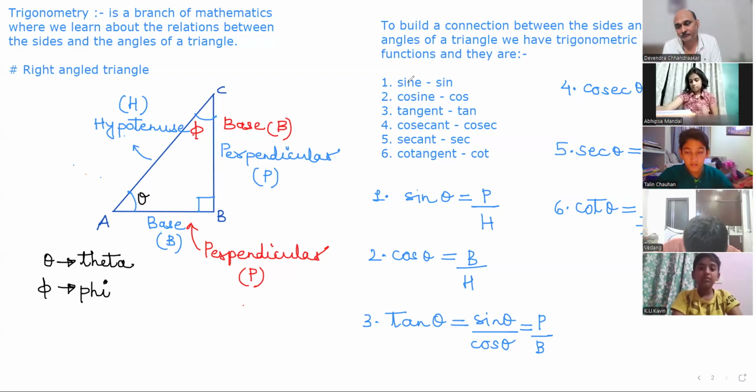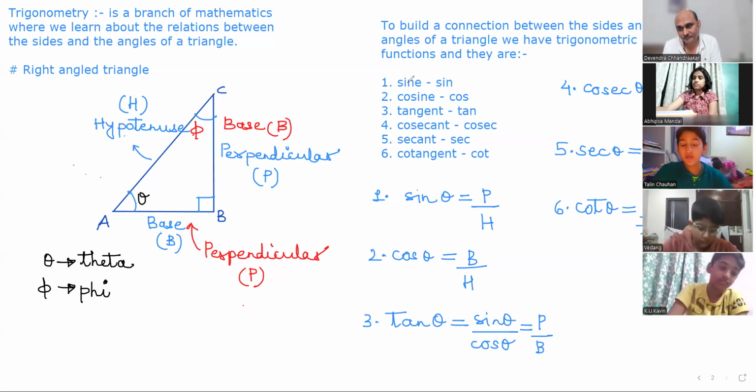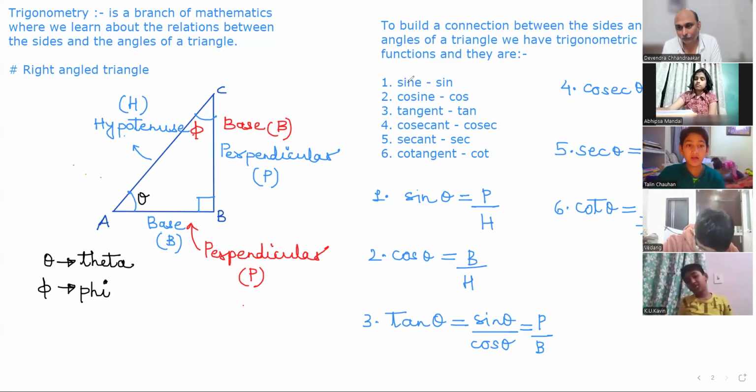Similarly for other functions. Okay? Anybody else who would like to ask? Yes, Tale. Sir, how do you take the ratio? Is it perfectly fixed that if the points are different or the angles are different, we will measure the sides, the length of the sides, and take the ratios?